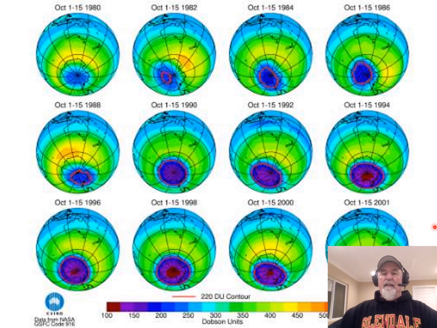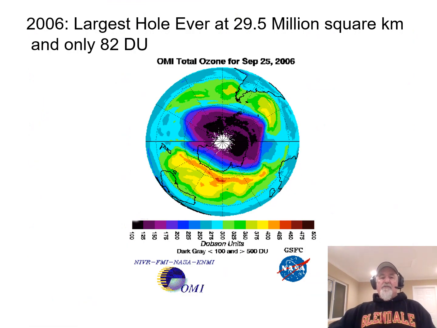But if we put less of them in the atmosphere, and allow the oxygen to repair back into O3, then we'll see the natural system start to repair itself, and we see a better situation developing. So let's look here. Worst case scenario, 2006, the ozone hole got to a size of 29.5 million square kilometers and very low Dobson units at 82 Dobson units.